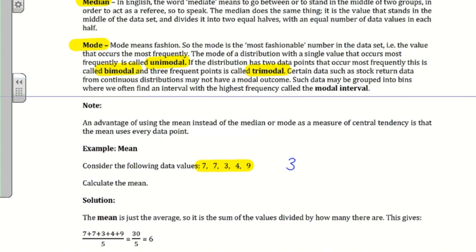So I'm going to start with the 3. I'm going to move on to the 4, 7, 7, and 9. Is everybody comfortable? Now I've ordered my distribution.